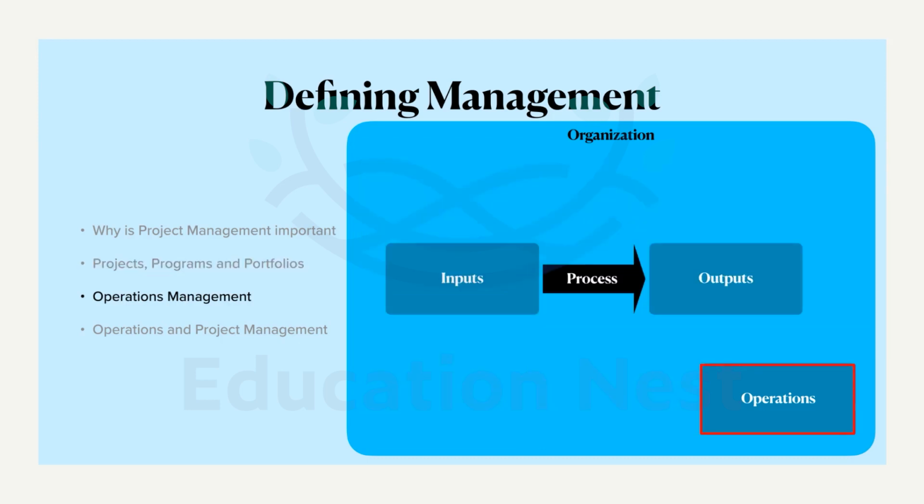So what happens in operations management? In operations management, some sort of inputs are converted to outputs with the help of a well-established process. And the management is done to ensure the smoothness of this process. So as you can see, these are usually the bread and butter of the organization. Usually the processes are very well established, right? So there is nothing new getting added here.